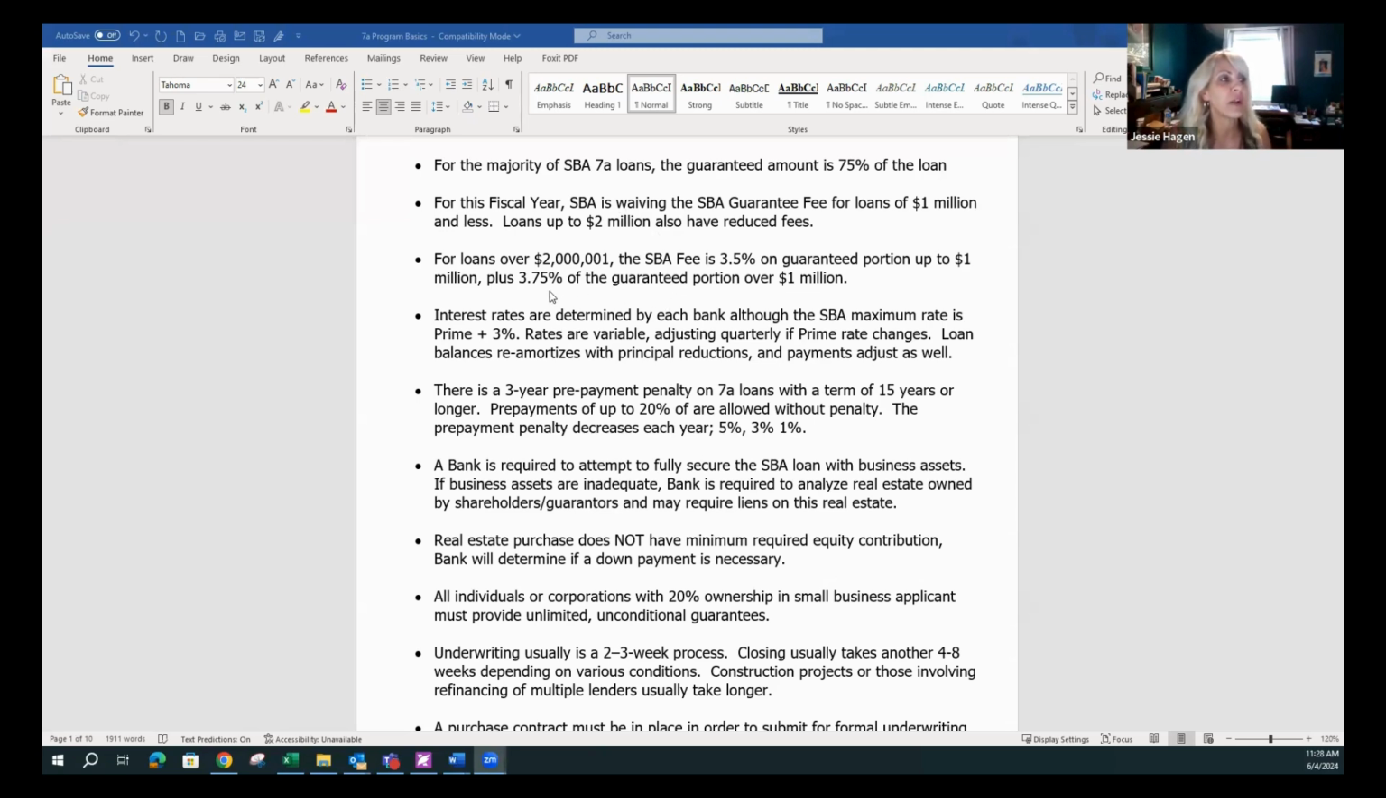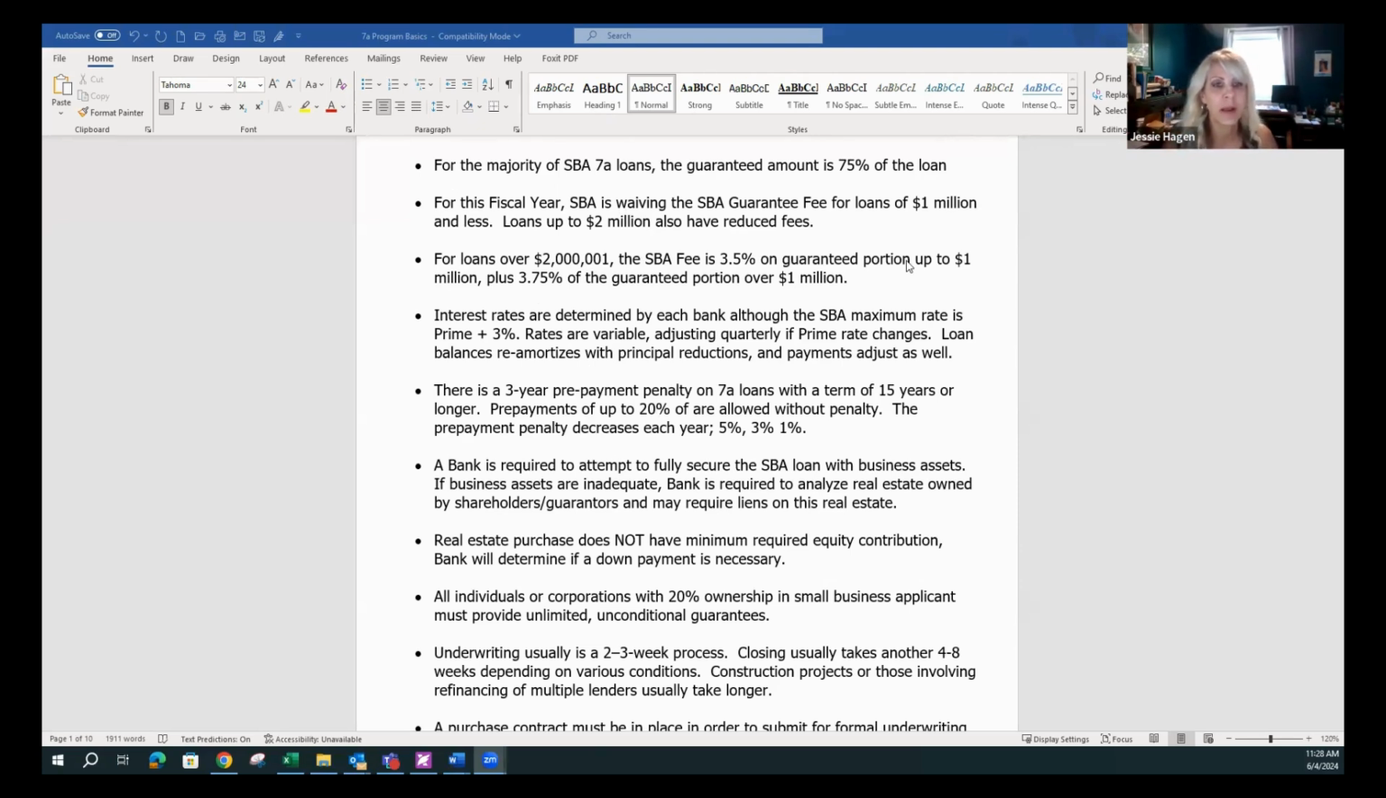Even for those loans that are up to $2 million, there are some reduced fees, but it's a pretty complex tiered pricing, so I don't go into it a whole lot. But again, those are reasons why we want to get more loans done in this fiscal year.